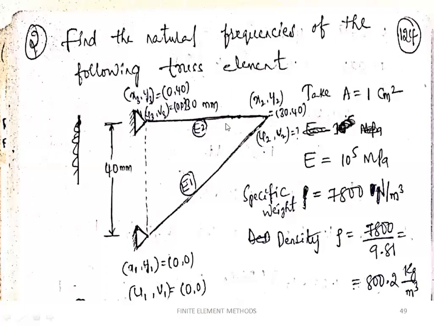After getting these two, you need to club these two individual element stiffness matrices to get the global stiffness matrix. And similarly for the mass matrix, you need to calculate the first element mass matrix, and similarly the second element mass matrix. Once you get the first and second element mass matrices, then you have to club these two to get the global mass matrix for this entire structure.